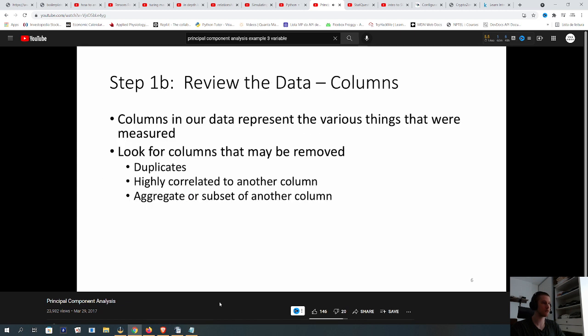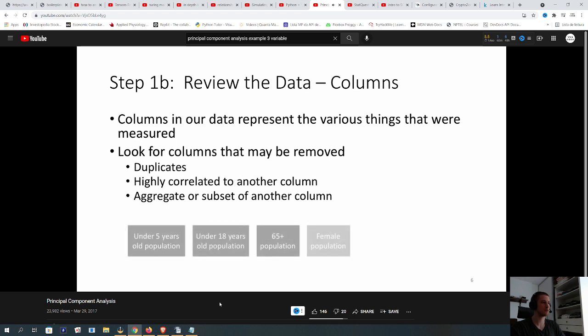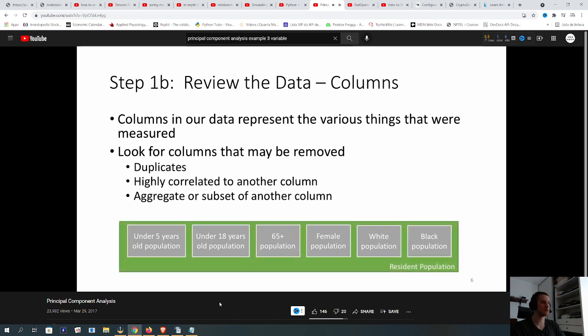The second part would be the idea of removing columns or variables that were measured, either because they're duplicates, they're highly correlated to another column, or they're an aggregate or subset of another column. If you look at this particular data set, you can see there are 6 different variations of population that were included. Instead of keeping those 6 variations, we elected to remove them and keep one variable, which is just general population. You lose some resolution in your data, but for the purposes of what we're doing here, it's sufficient.